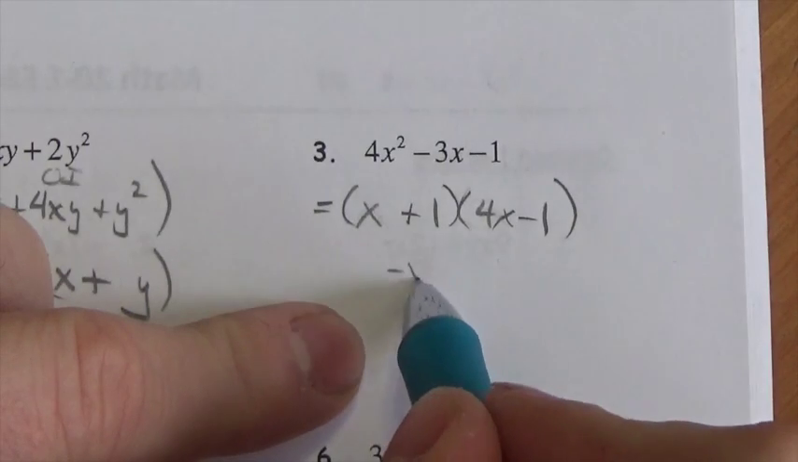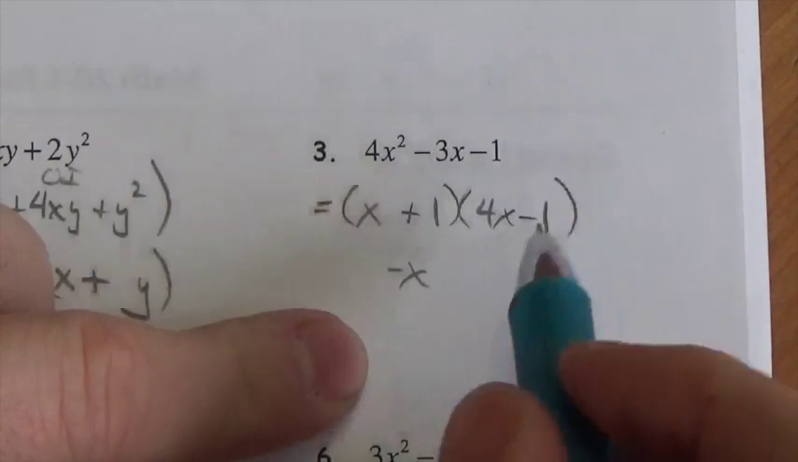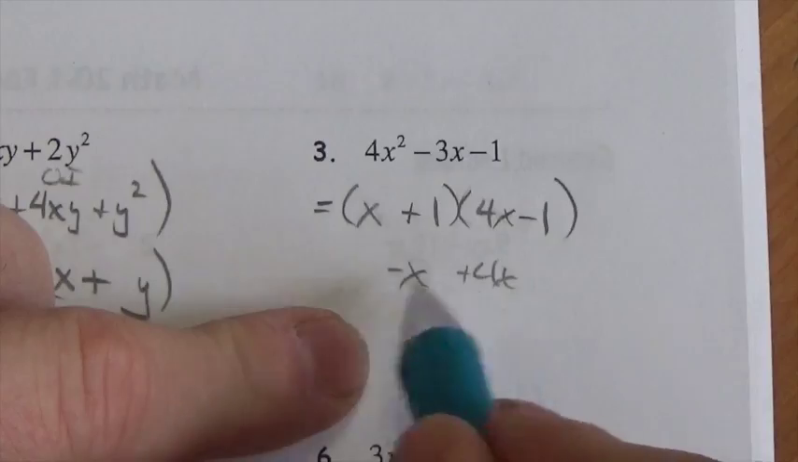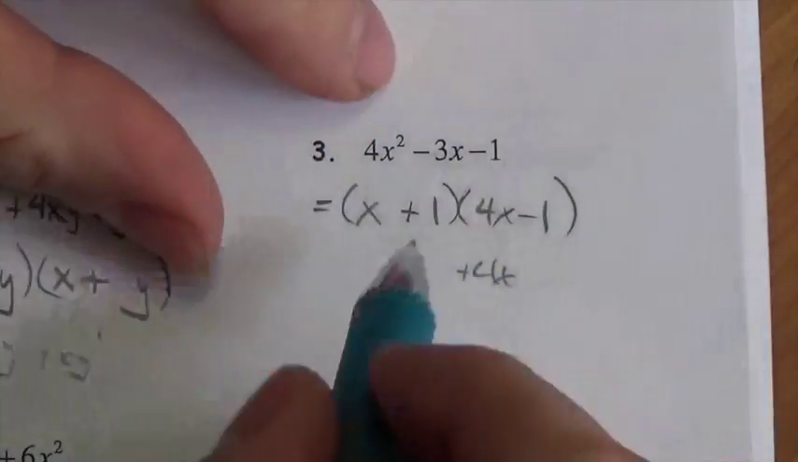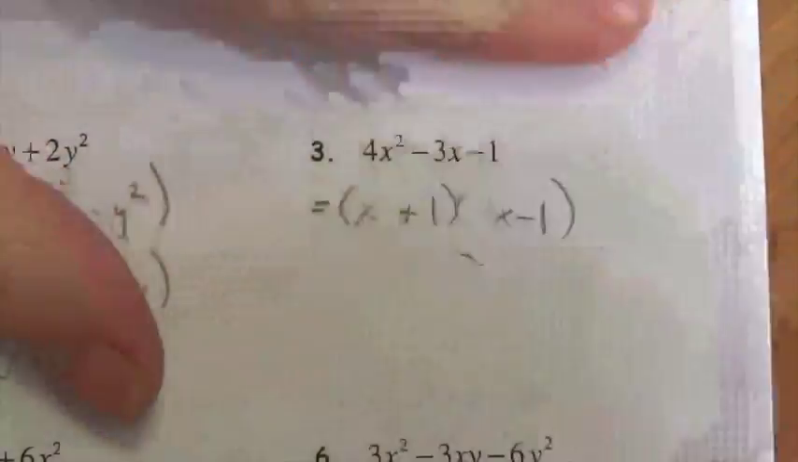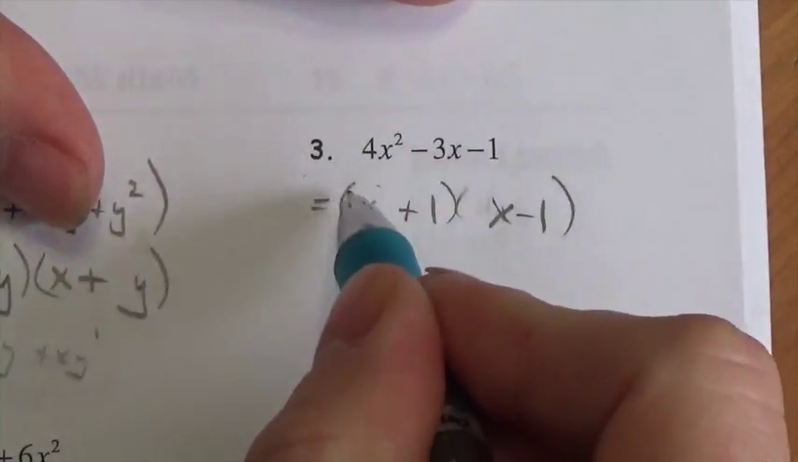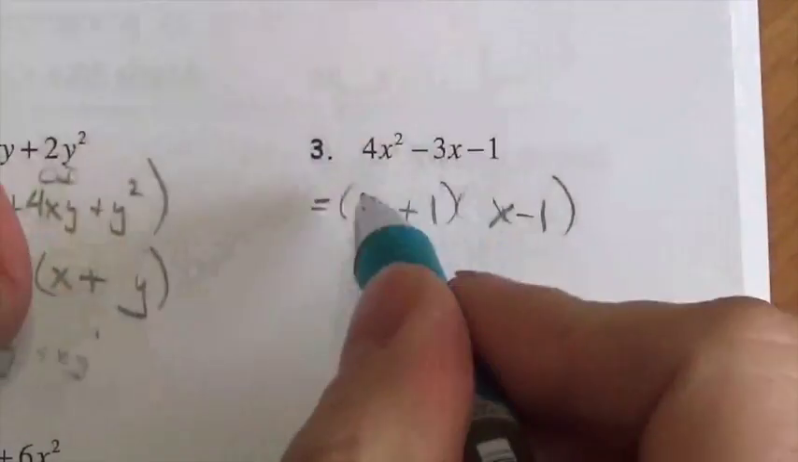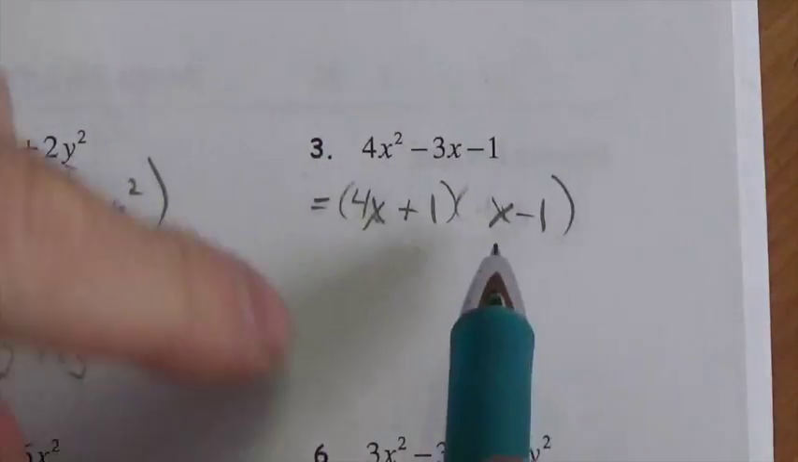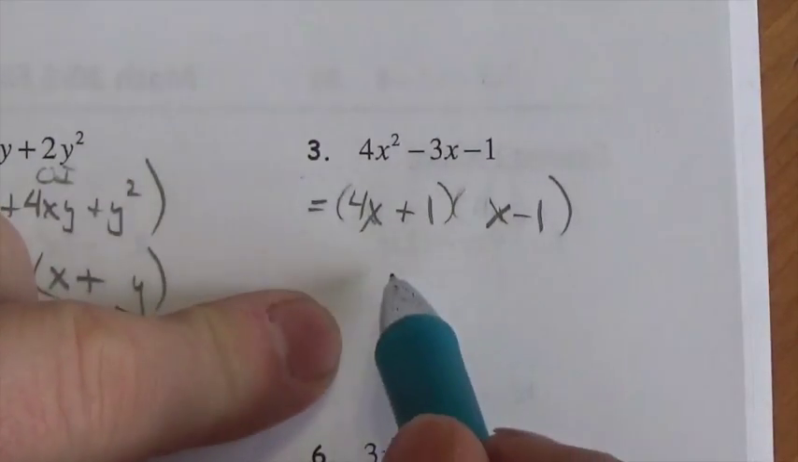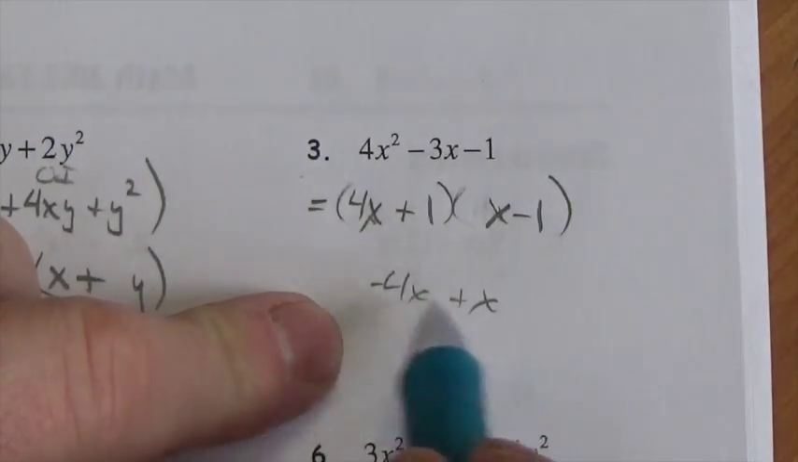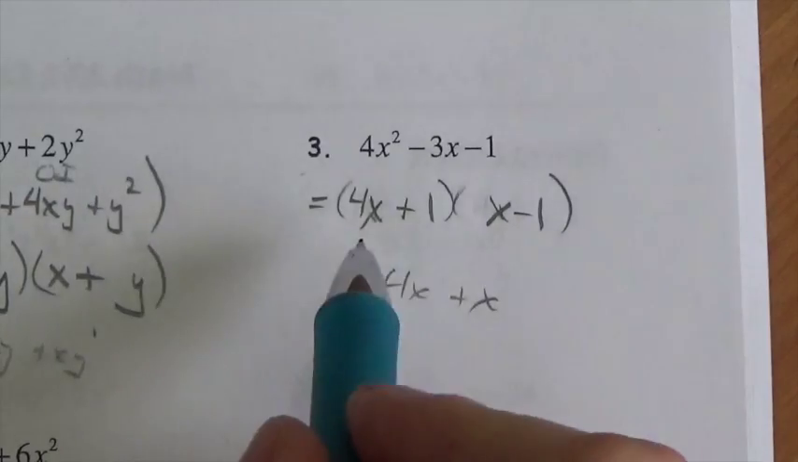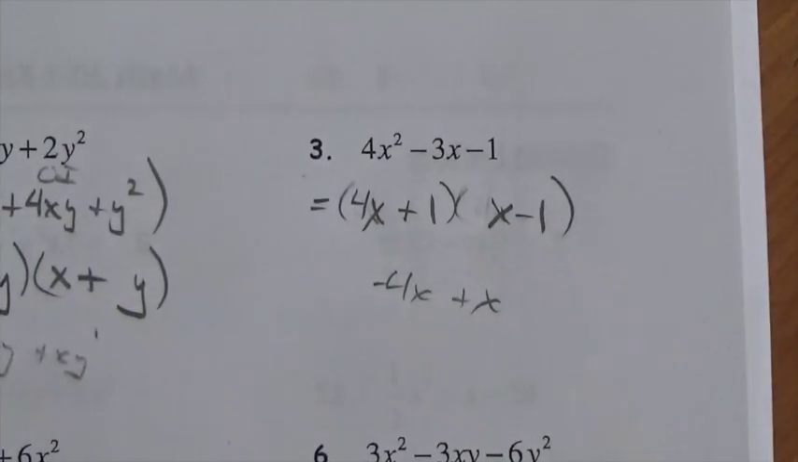X times -1 is -x. 1 times 4x is going to be positive 4x. When you add those together, I'm getting positive 3. Ugh, I'm so close, but the sign is wrong. What that suggests to me is that I simply put those in the wrong position. It should have been up front here, 4x plus 1, x minus 1. And now if I multiply those out, I will get -4x when I multiply it by the -1, positive x, and there's where my -3x comes from. That's what the factoring should look like.